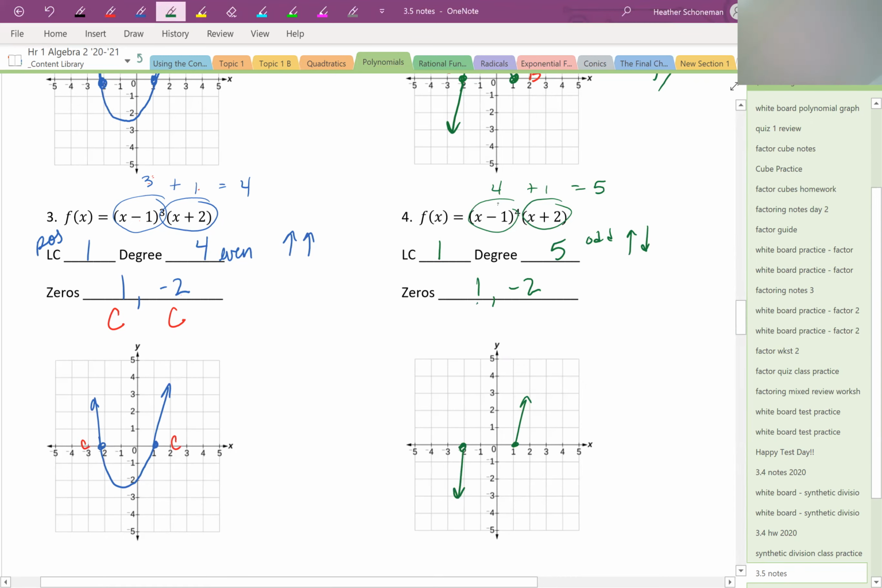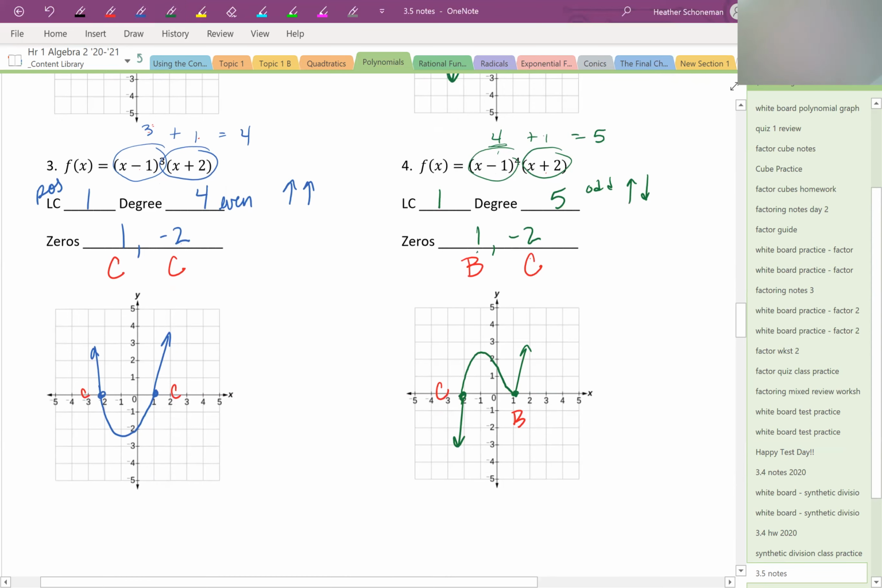This 1 occurs 4 times. 4 is an even number, so it's going to bounce at 1. -2 occurs 1 time, so it's going to cross because that's an odd number. So it's going to cross at -2 and bounce at 1. Again, it looks the same, but it's a different graph.